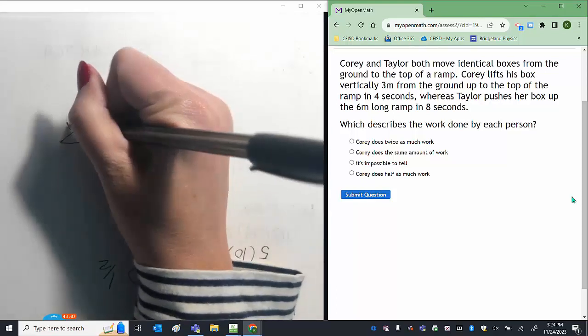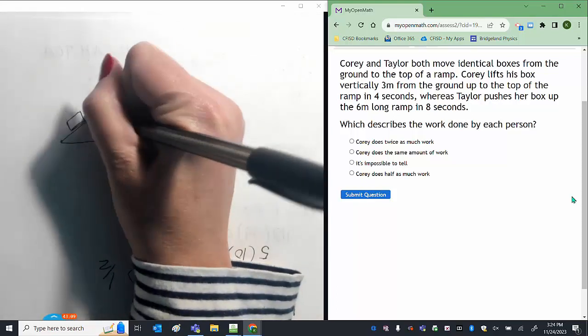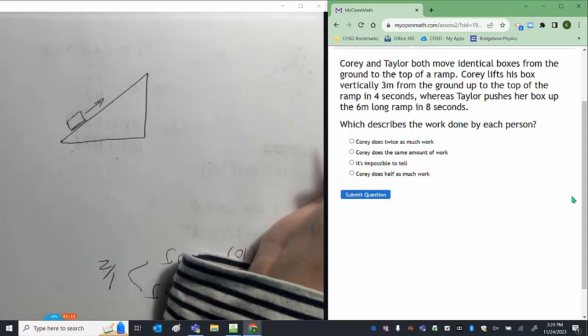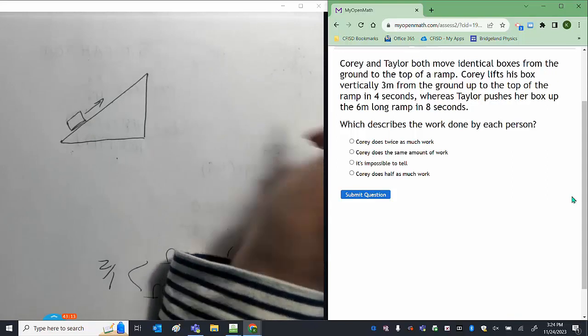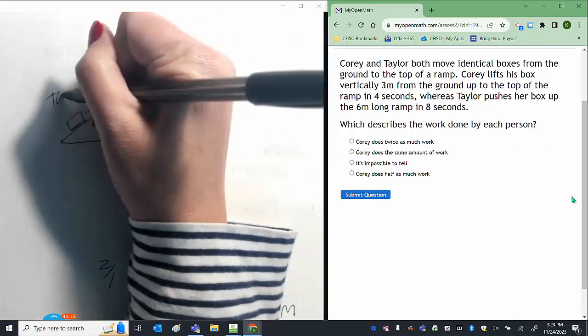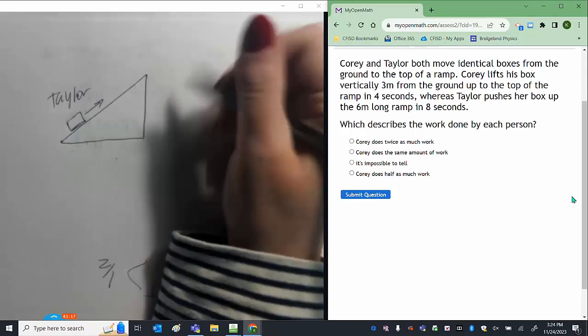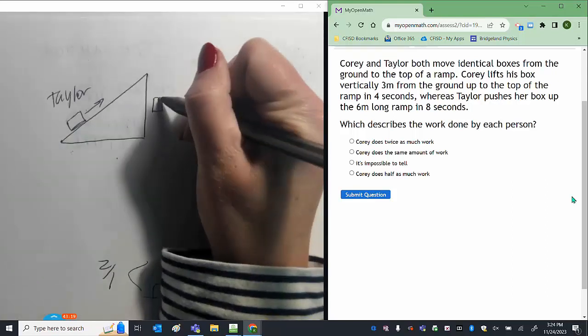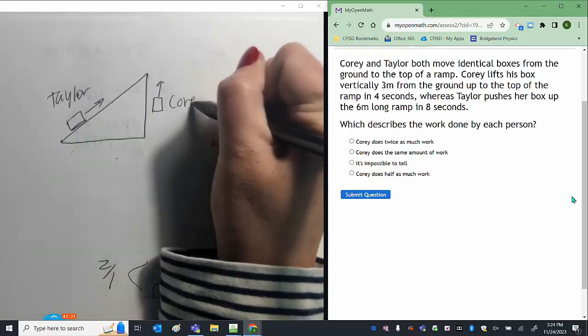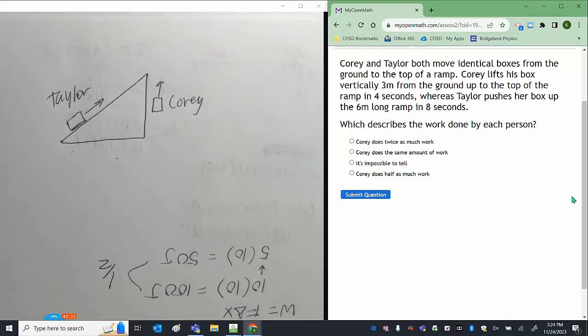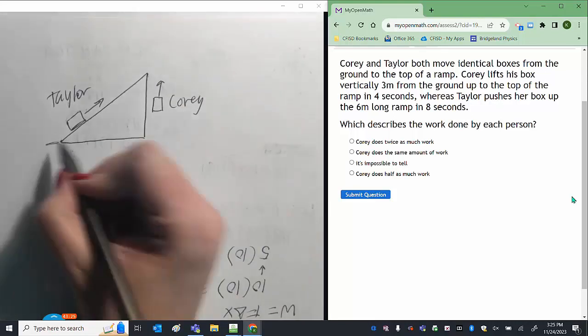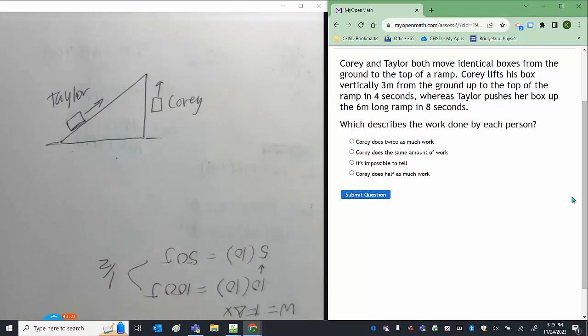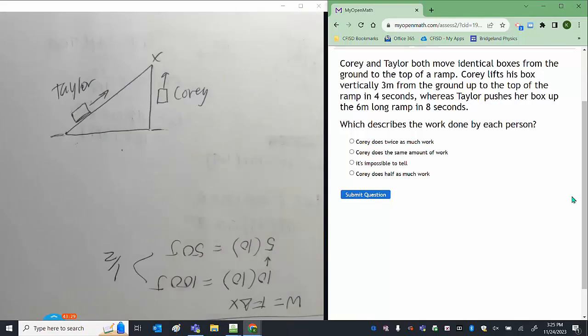One of them is pushing their box up the ramp this way. That is Taylor. Corey, on the other hand, is lifting his straight up. So there's Corey and Taylor, what they're doing. They both start at the ground, and they're both going to end right here at the top. And so it asks which describes the work done by each person.